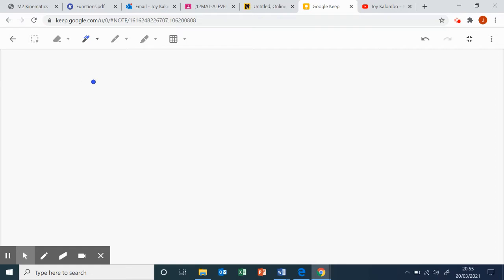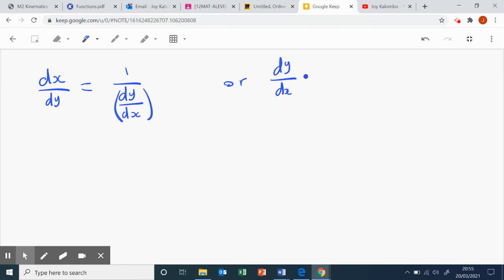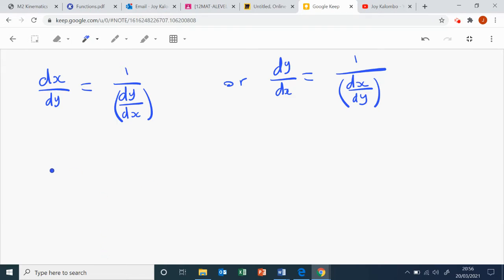So we are going to use the fact that dx/dy is the same thing as 1 over dy/dx, or rather dy/dx is equal to 1 over dx/dy. Right, so let's use that to find the derivative of arctan.